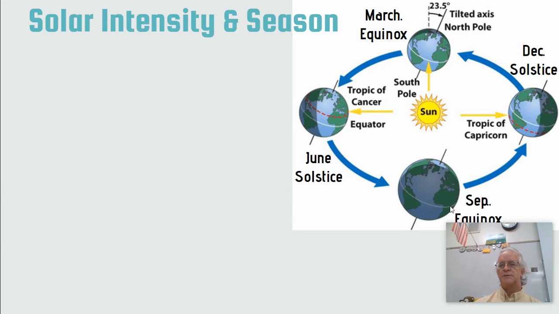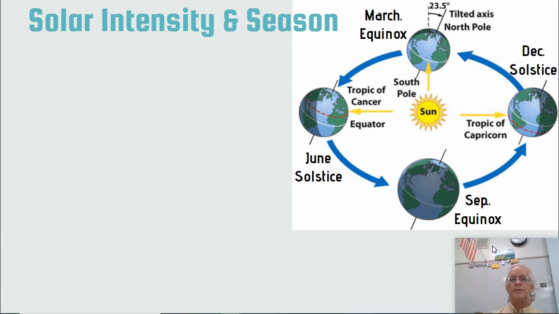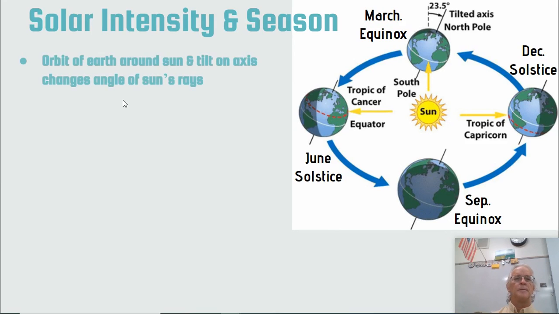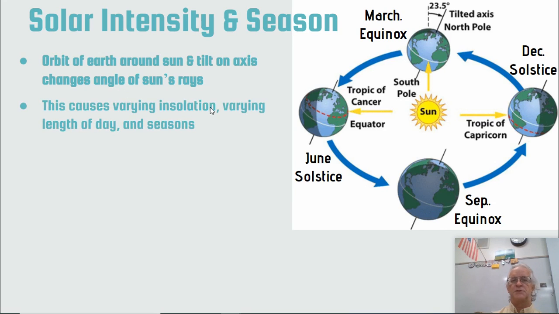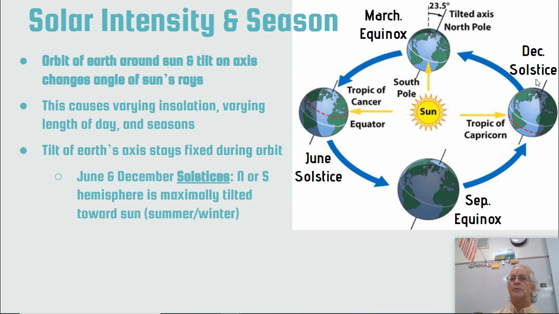So how does the solar intensity affect the seasons? The orbit of the Earth around the sun and the tilt of the axis change the angle of the sun's rays. This causes varying insolation, varying length of day, and seasons. The tilt of the Earth's axis stays fixed during orbit. However, because of the tilt of the Earth, the angle changes.